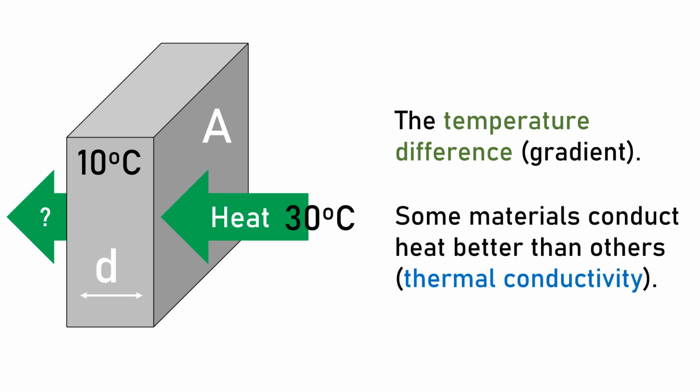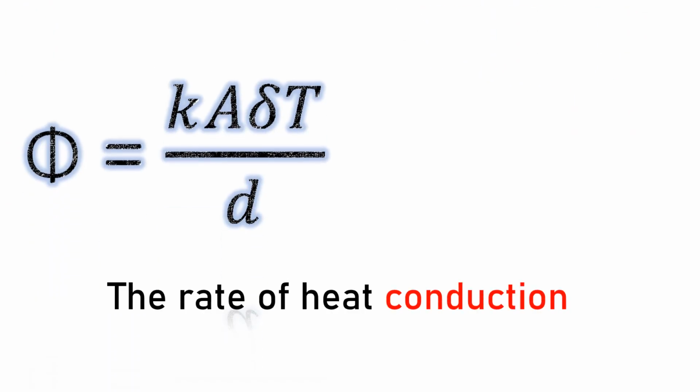Lastly, we have this property where some materials are better at conducting heat than others, so we have to consider the thermal conductivity. So we have four things to consider: the area, the temperature difference, the distance that the heat is travelling through the object, and thermal conductivity. We can roll all of these factors together into an equation that we call Fourier's law. Take a minute now to pause the video and write down the equation.